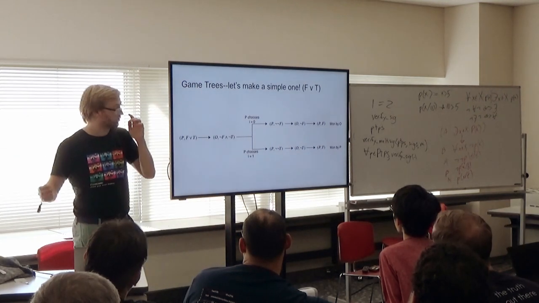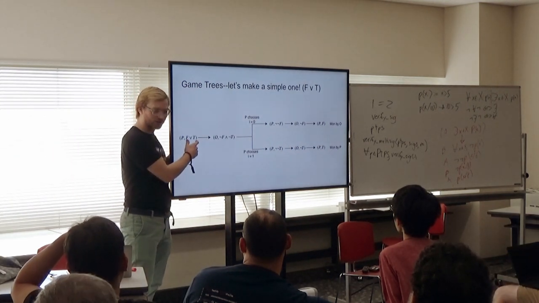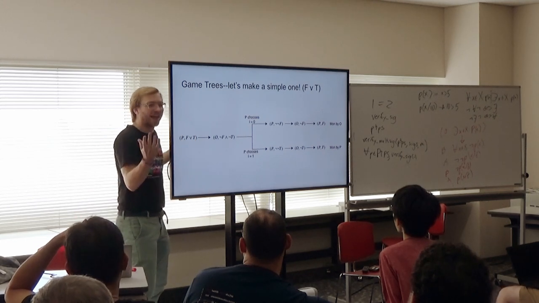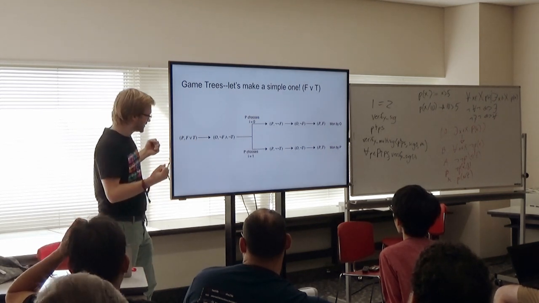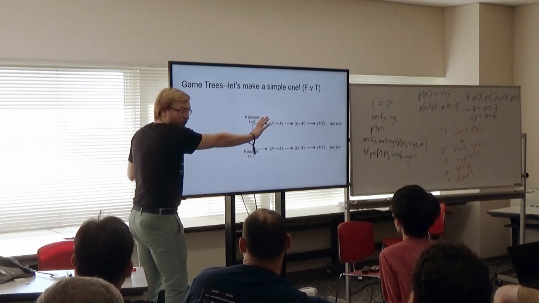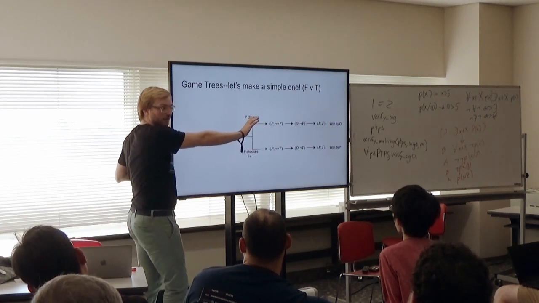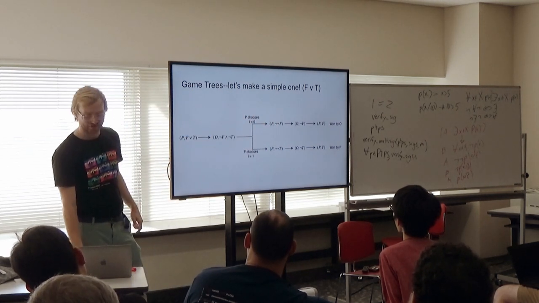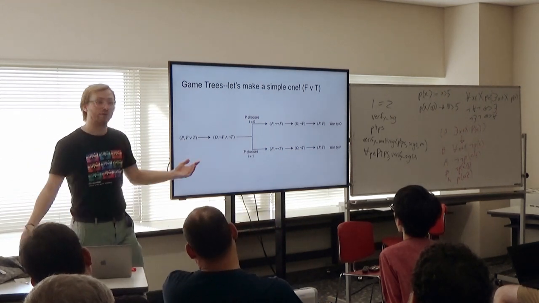Okay, so for false or true, we have now taken this expression in the syntax, just the language of first order logic, and we've interpreted it as this tree. Is everyone here? Good? Awesome. Okay, so that's great. So now we've defined a tree.